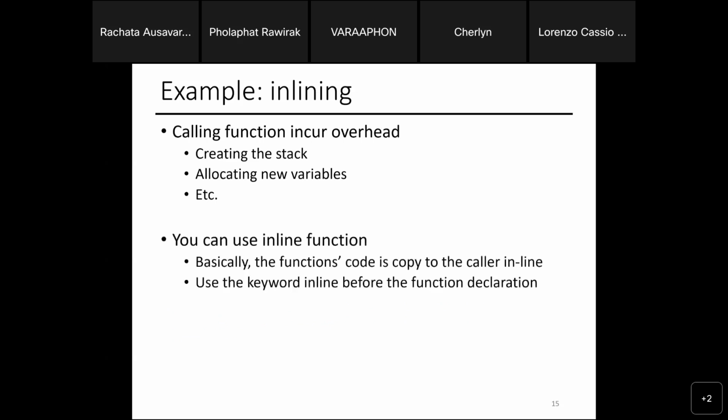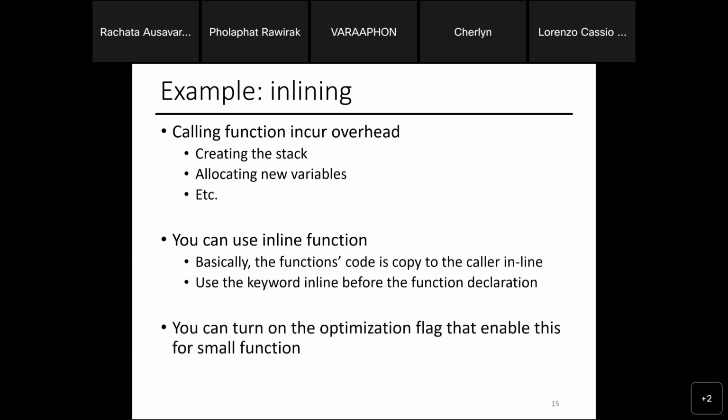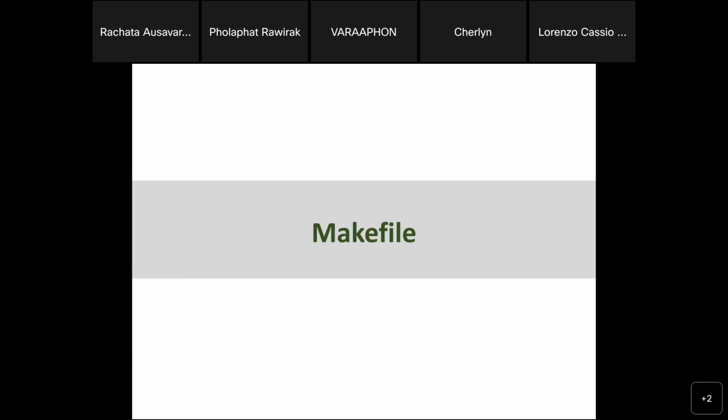You can use the keyword inline in front of the function definition. When you do that, the compiler knows that when you build the code, you don't actually call the function. You use the function inside the caller as if it's a part of the caller function. There's no additional function call happening. You basically replace the code inside the function into main or the other functions. You can turn on the optimization flag that enables this small optimization, and you can see that the program also gets faster. All right, so that's it for the linker.